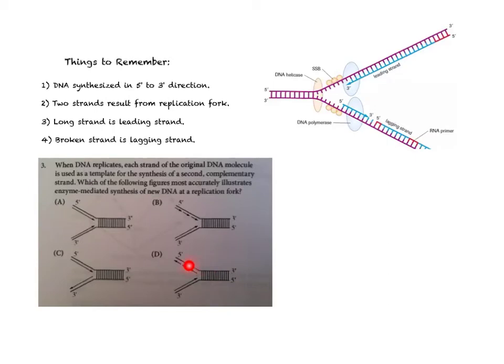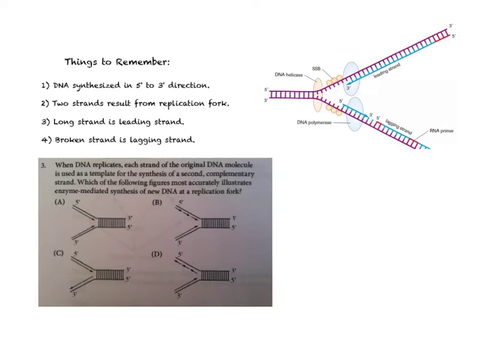There's a couple things that you need to remember in order to understand what's going on. First of all, DNA is synthesized in the 5' to 3' direction. That means that nucleotides are being added to the newly formed DNA strand in the 5' to 3' direction.